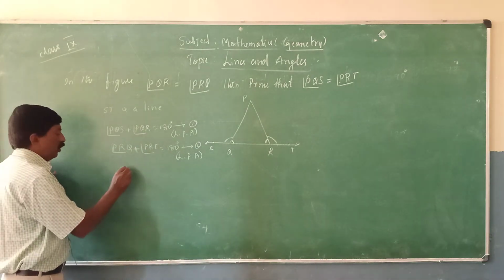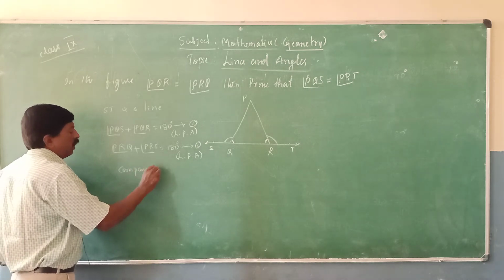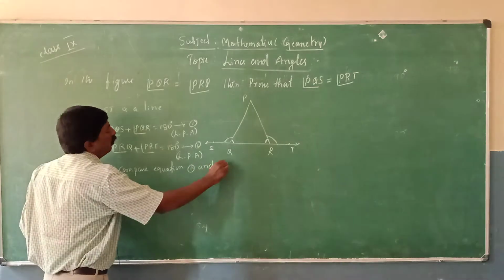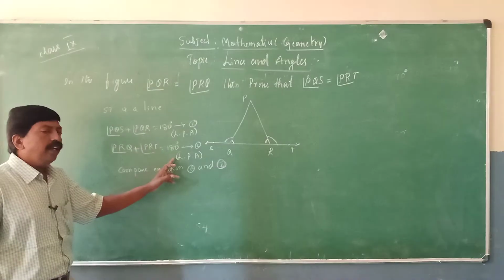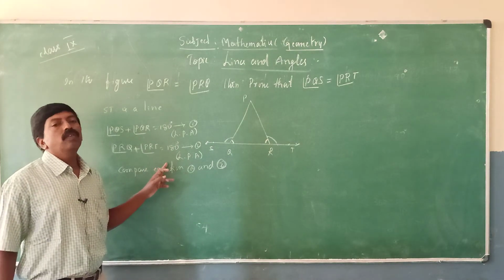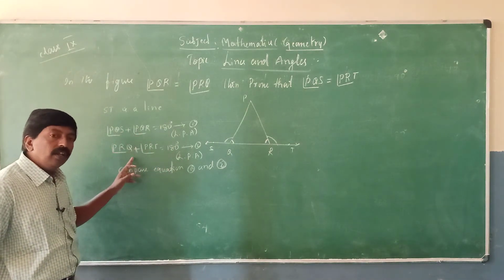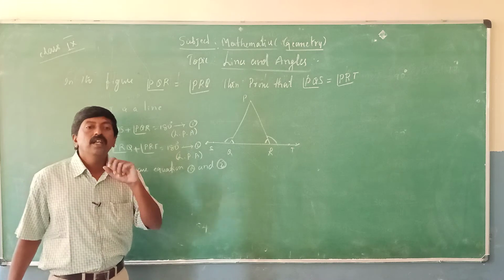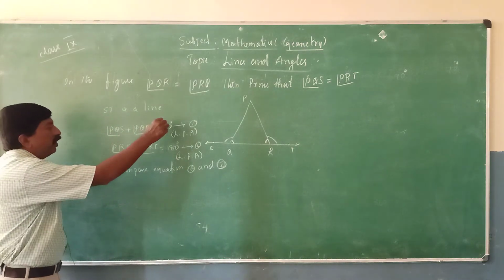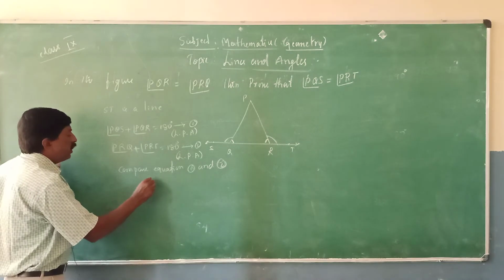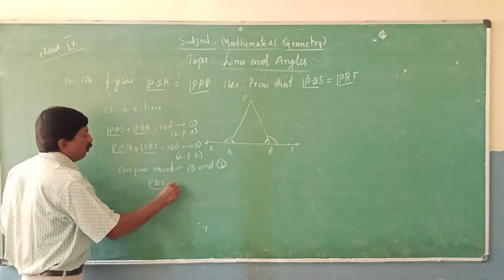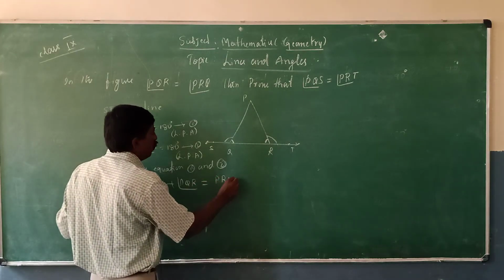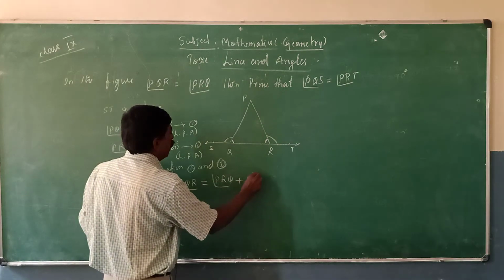Compare equation 1 and 2. Yes, the RHS are equal. 180, 180 are equal. Therefore, the LHS are also equal. Things which are equal to one another are always equal, according to the axiom. So 1 and 2 are equal. Therefore, we can say that PQS plus PQR is equal to PRQ plus PRT.